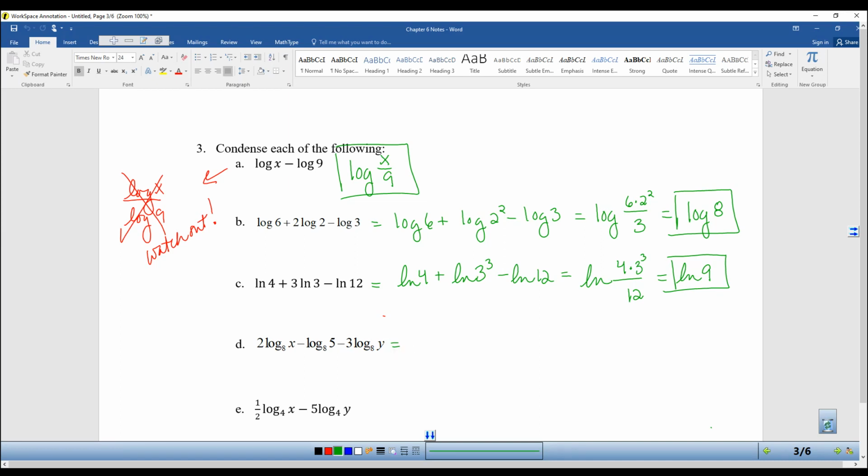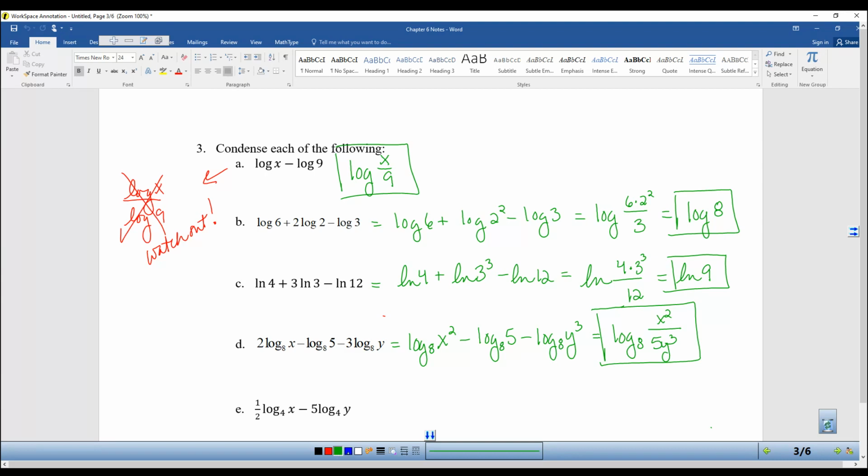So first step, move all the exponents. So this is going to be log base 8 of x squared minus log base 8 of 5 minus log base 8 of y cubed. I change it to a single logarithm, and this is the only thing that's positive, so it's the only thing that goes on top. These are both negative, so they both become division. 5y cubed.